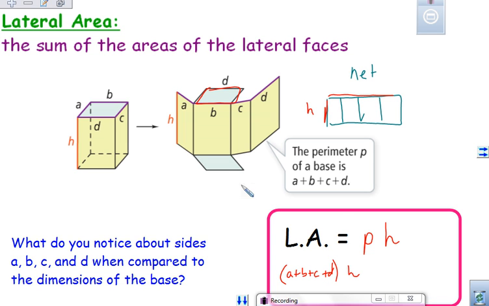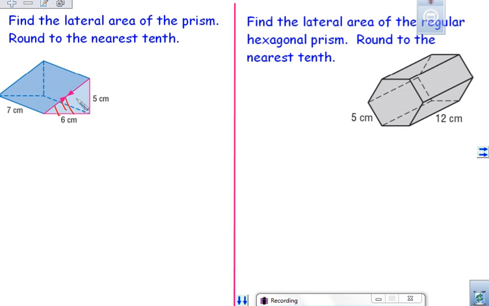So let's try one of these examples. Find the lateral area of the prism, round to the nearest tenth. So what shape is the base? A triangle. So what we want to do is find the lateral area, which is equal to perimeter times height. So the perimeter of that triangle, we have to use Pythagorean theorem.